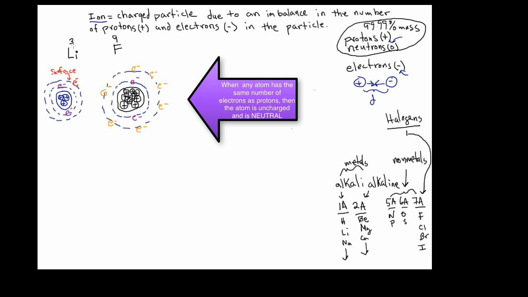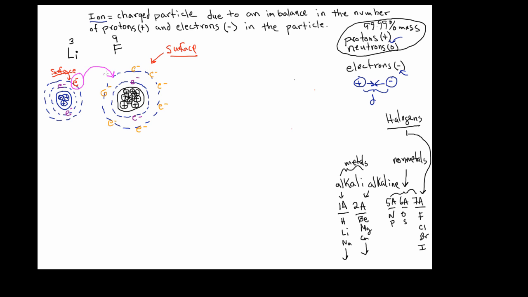So if we take a lithium atom and we put it in close proximity with a fluorine atom, there can be a chemical reaction. And if a chemical reaction occurs between the lithium and the fluorine, an electron is going to be transferred from the lithium atom, which is the metal, to the outer shell of the fluorine, where in the fluorine we're going to end up with a total of 8 electrons in the outer electron cloud.